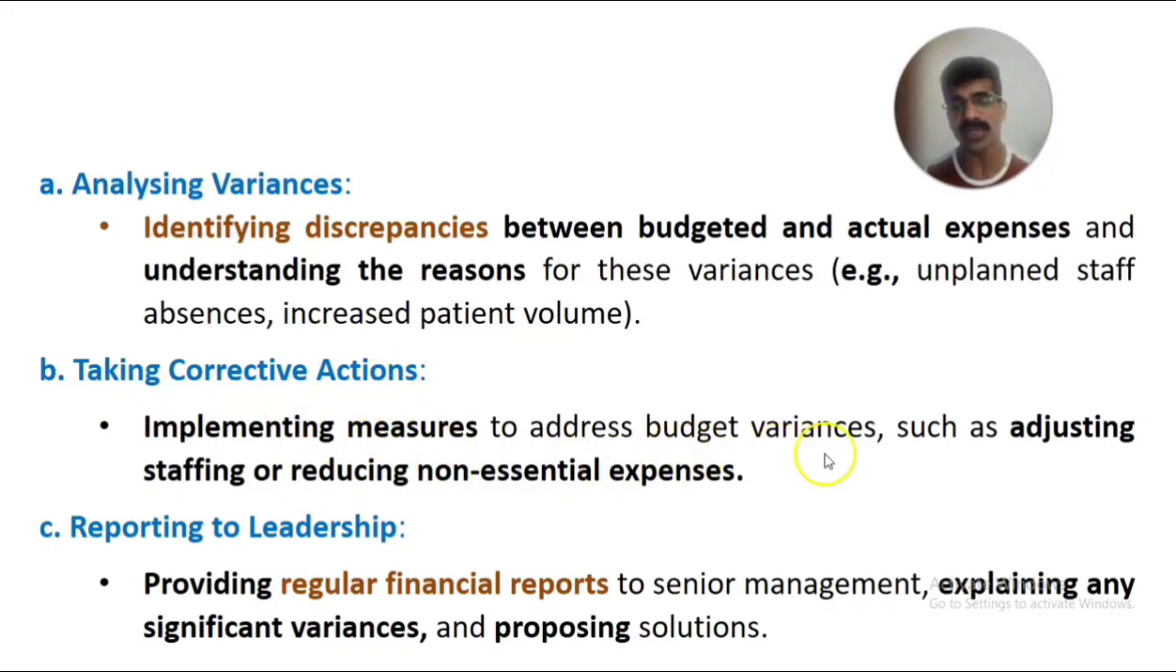Implementing various measures to address the budget variances, such as adjusting the shifting of the staff in the ward, or reducing the non-essential or unwanted expenses in the ward. Then the third one is reporting this to the leadership. So providing regular financial reports based on the discrepancies and variances to the senior management or finance department. That includes explaining any significant variances and giving some solutions, proposing solutions to combat that discrepancy. That is included in reporting to the leadership.